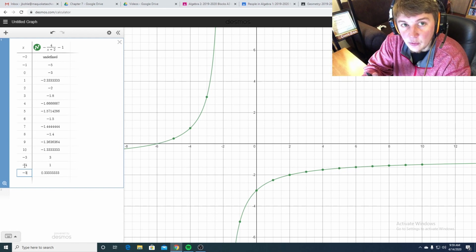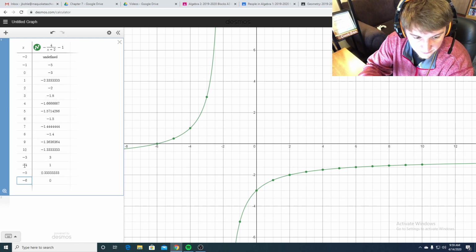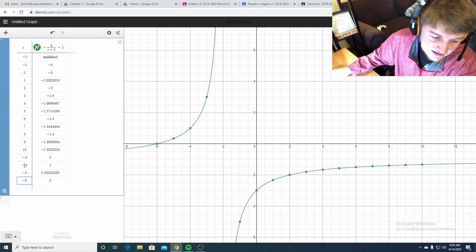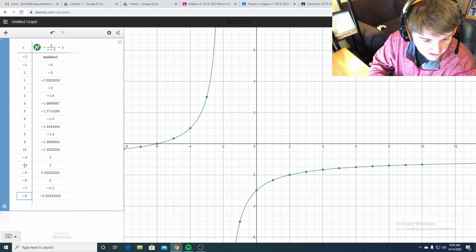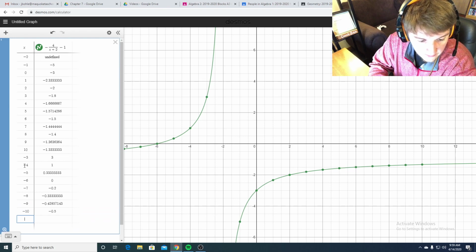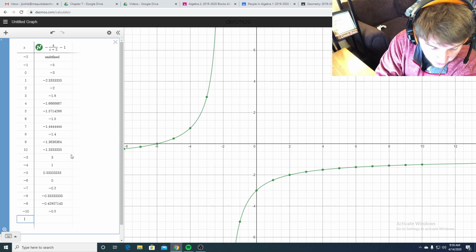Again, we don't need that one, so I'm not even going to include it on my table. And then we can do -6, which is 0. I have about 3 points on each side. That seems adequate. Let's go ahead and see if there's more. -7, no. -8, no. -9, no. And -10, no. Okay, so it looks like we can switch back to our paper now.